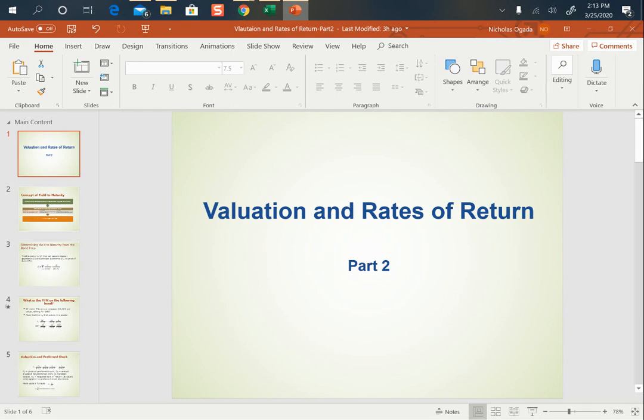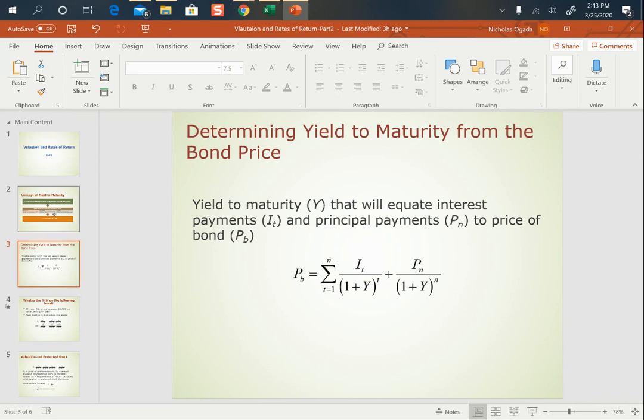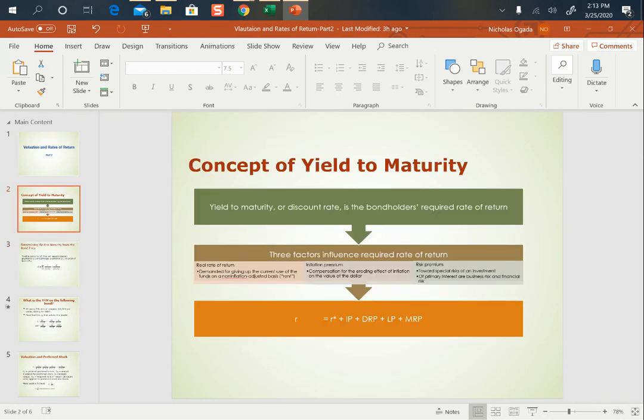Now, remember what we said when we were looking at how we value bonds. What we basically do is determine the present value of the interest payments and the present value of the face value, that's the principal, using a certain discount rate. The discount rate is the required rate of return, or what we call the yield rate. So the yield to maturity on a bond, also known as the discount rate, is what bondholders are demanding for the investment in the bond.